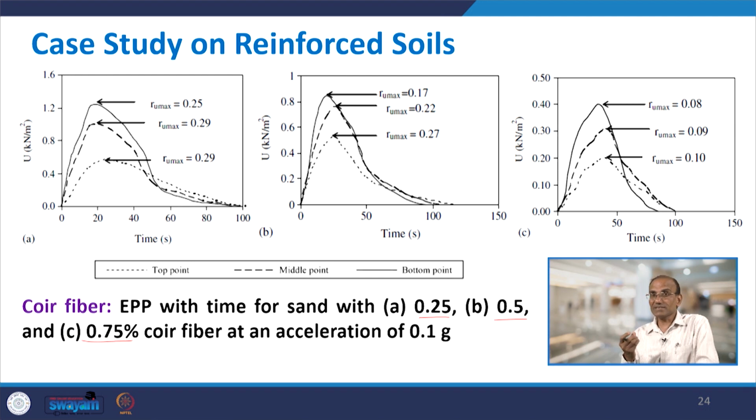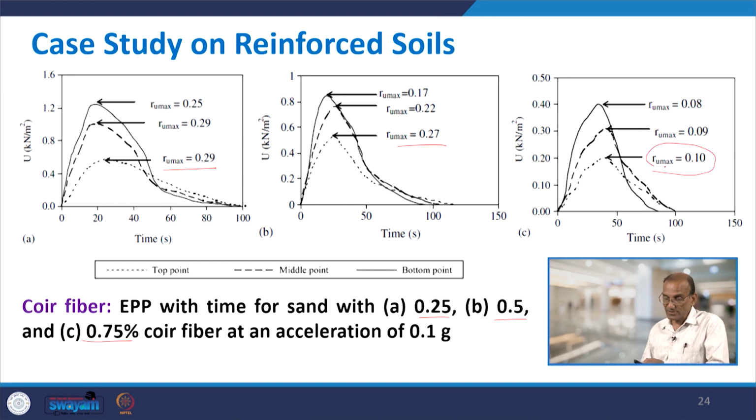This is with the weight. Coir fiber is very lightweight. So, even when you have less than 1%, its volume is quite high, because soil is heavy in weight. What happens when you mix the coir fiber is that the value of RU max decreases: 0.29, 0.27, and if you use 0.75%, it is only left 10%.